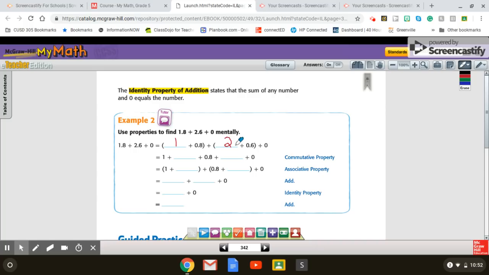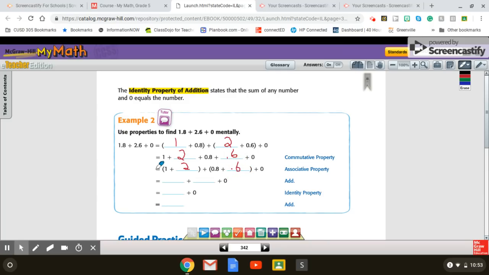Okay, so now they're going to take, using the commutative property, and move the numbers around to make them where the whole numbers are together. So you're going to put the 2 here, and the decimals are together, so you're going to put the 6/10 on this line. That will just make it easier later. So you have the whole numbers together, 1 plus 2, and you have the 8/10 plus the 6/10. Now we're just going to rewrite this using the associative property, grouping together the whole numbers and grouping together the decimals.